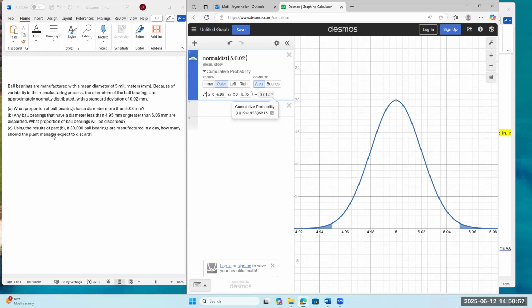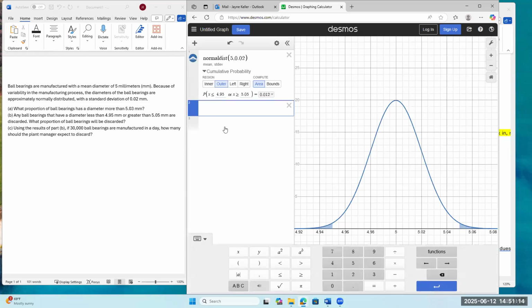I can also answer a question like in part C. If I manufacture 30,000 ball bearings in a day, how many would I expect to discard? Well, if I'm discarding 0.0124, then that's the proportion that I'm discarding. So I can just multiply that. 0.0124 times 30,000. And you can see that that would be about 372 of them are going to be thrown away on any given day.